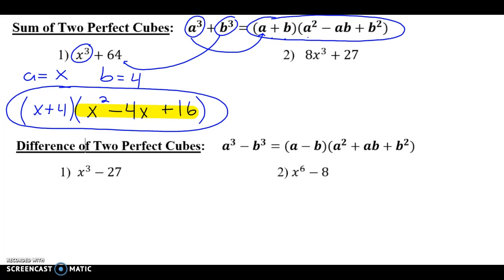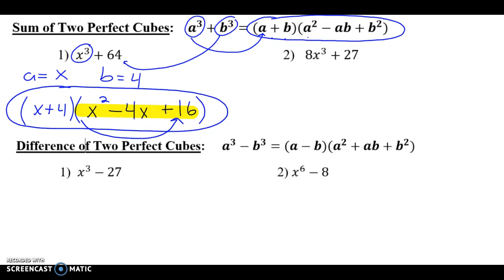If you try to do a bottoms up here, what factors of 16 add up to -4? They don't. 8 and 2 would be 10. 4 and 4 would be 8. -4 and -4 would be -8. It never works. So you always just circle your answer and you're done. That's all there is to it.